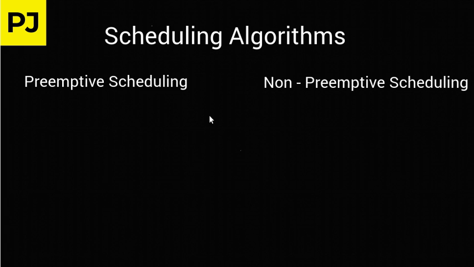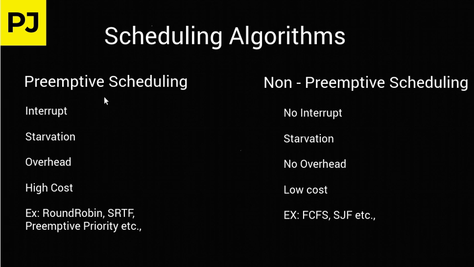So let's talk about some more differences between preemptive and non-preemptive scheduling. As I said earlier, interrupts are possible in preemptive scheduling. Someone with a higher priority may stop you, but in non-preemptive scheduling there are no such interrupts. Once you start, you need to complete the job, and only then go for the new process.